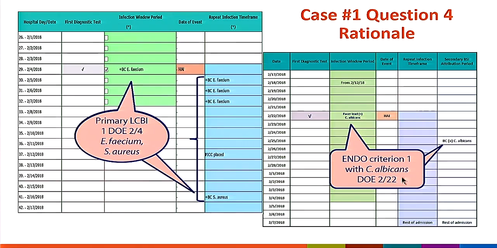Then we have a period of time where we don't have any blood cultures collected, but we have another blood culture collected on 2-25, which is outside of the BSI RIT we said earlier, so we have to investigate it. In this case, the patient met ENDO criterion 1 with Candida albicans on 2-22 because they had a positive lead of vegetation and positive blood culture, and so this is a secondary BSI to ENDO criterion 1.